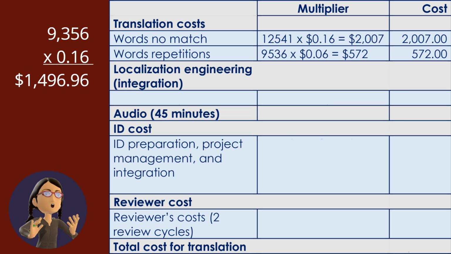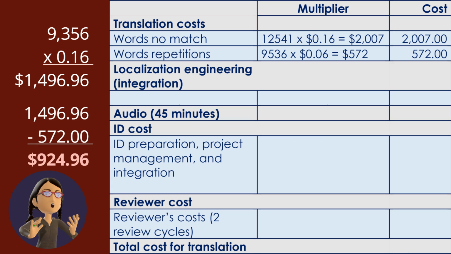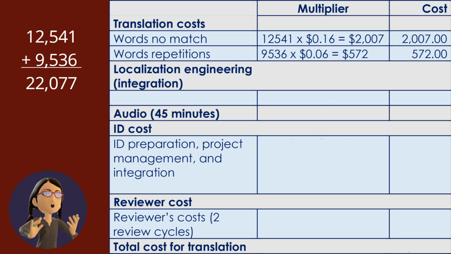If they had no match and were translated at 16 cents a word, this cost would be $1,496.96. By having a TM, you save $924.96. When we add the word count for each of these rows, we get 12,541 plus 9,536 equals 22,077.